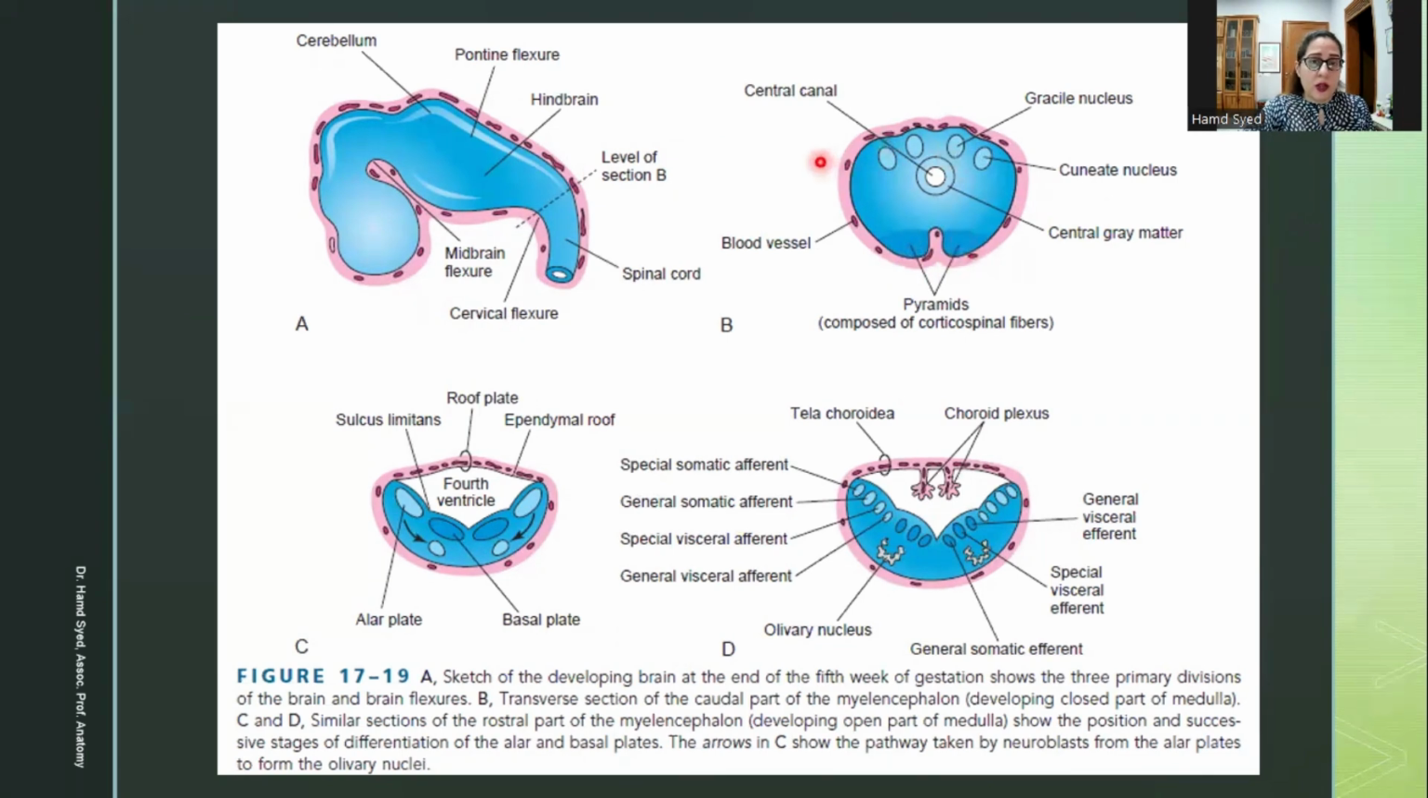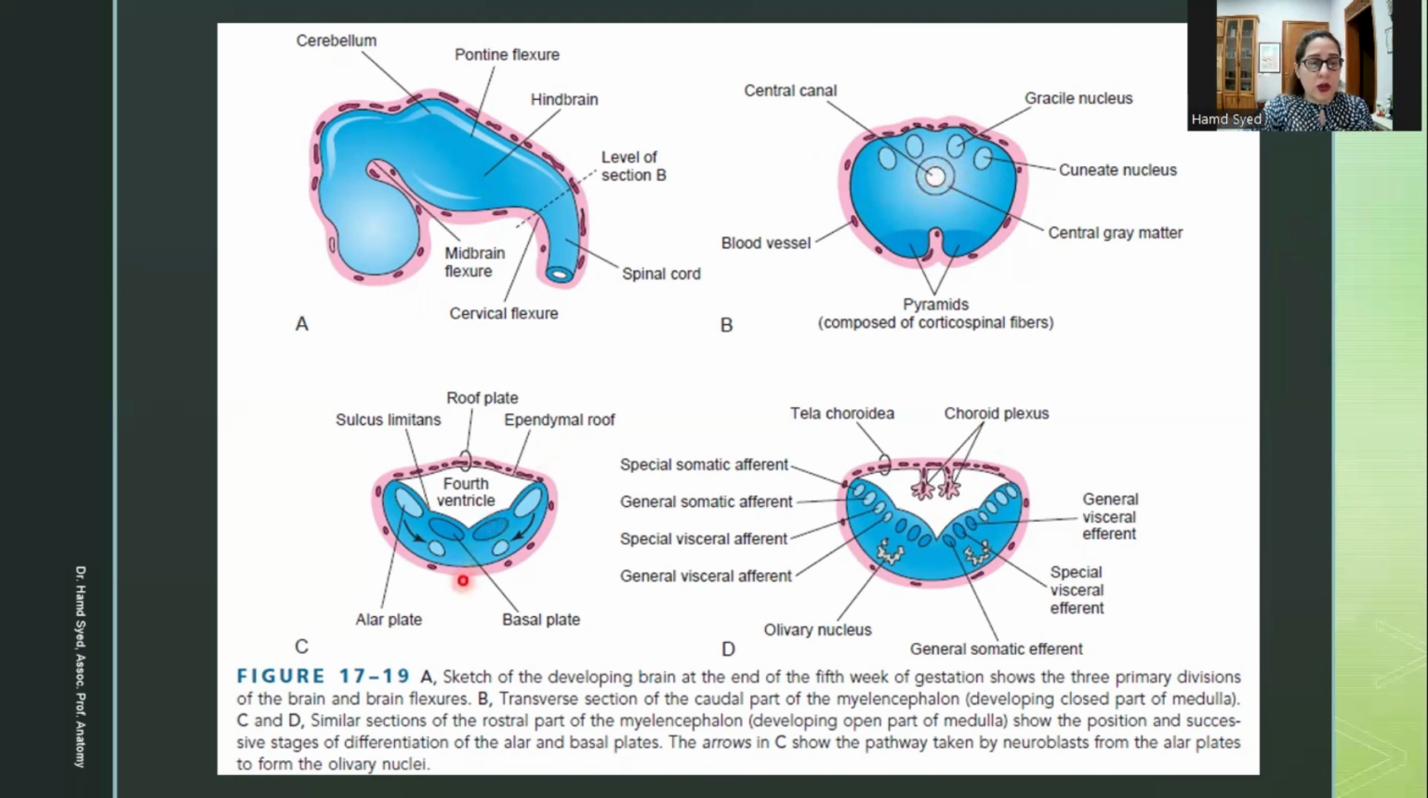But this is a section through the lower half of the medulla oblongata. So it is resembling the spinal cord in that the alar plates are present posteriorly and the basal plates are present anteriorly. Also, the central canal is a narrow canal, a narrow passageway, and this is the closed part of the medulla oblongata.